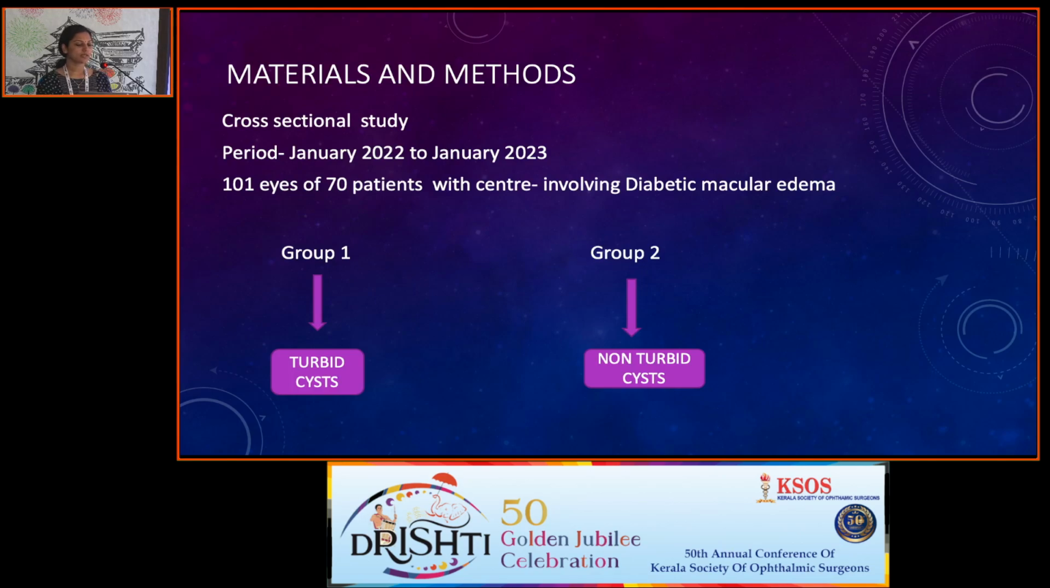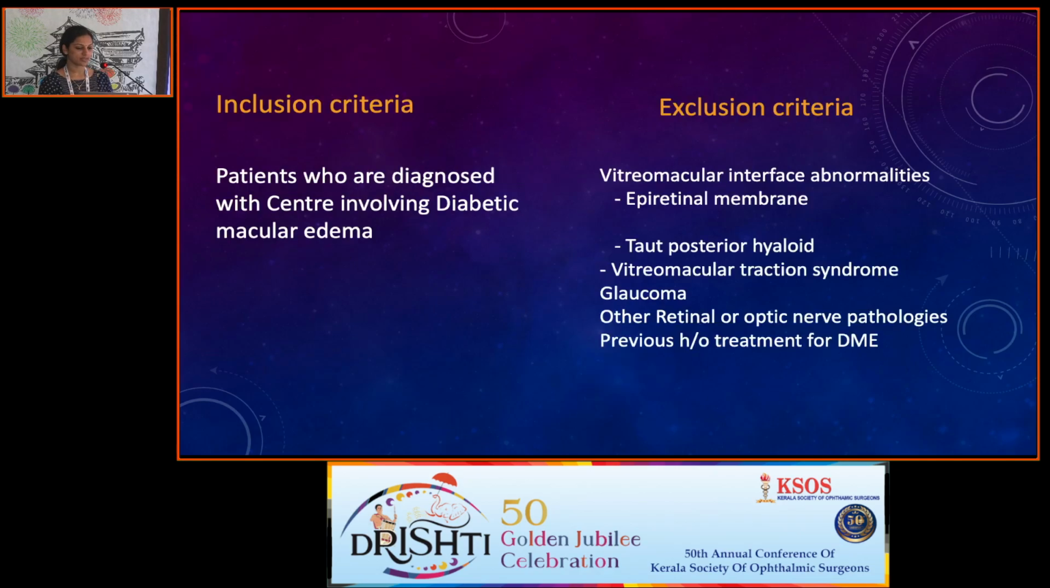Materials and methods: it was a cross-sectional study from January 2022 to January 2023. 101 eyes of 70 patients with center involving diabetic macular edema were selected and divided into two groups. Group 1 containing turbid cyst and group 2 with non-turbid cyst. We included patients who were diagnosed with center involving diabetic macular edema, and we excluded vitreomacular interface abnormalities, glaucoma, other retinal or optic nerve pathologies, and previous history of treatment for diabetic macular edema.